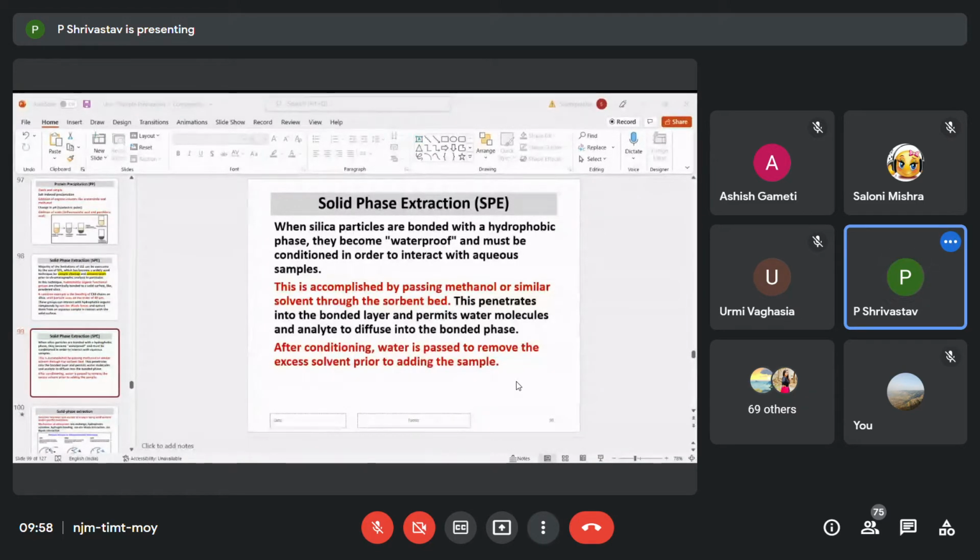I'll just repeat again. In solid phase extraction, the material employed for extraction is silica based. Silica, which is bonded with hydrophobic functionalities so as to make it waterproof. Otherwise, silica as such, as I said, is highly polar. So there will be chances of highly polar-polar interactions, which could be irreversible in nature. And if it is irreversible in nature, the entire purpose is defeated. Therefore, it is bonded with hydrophobic materials.